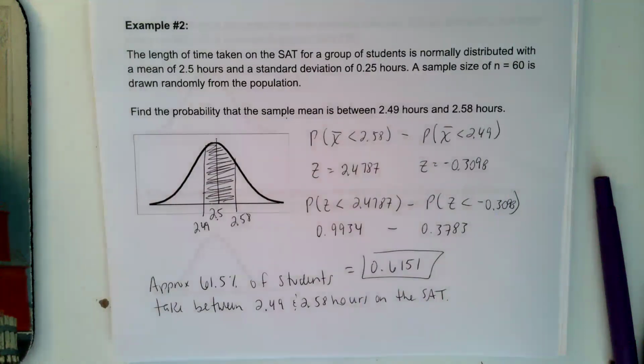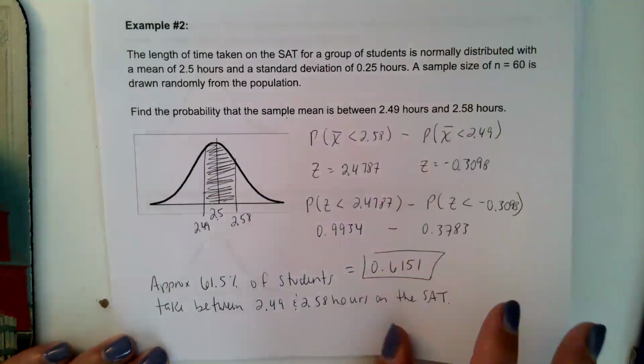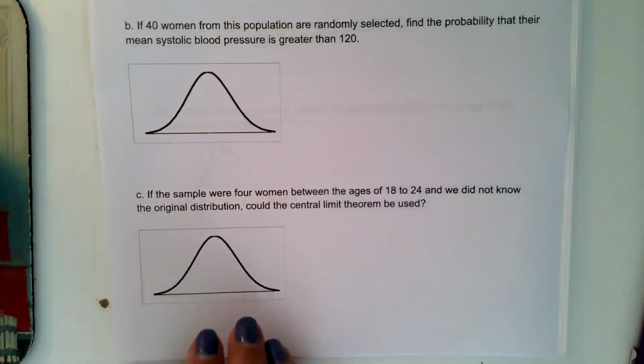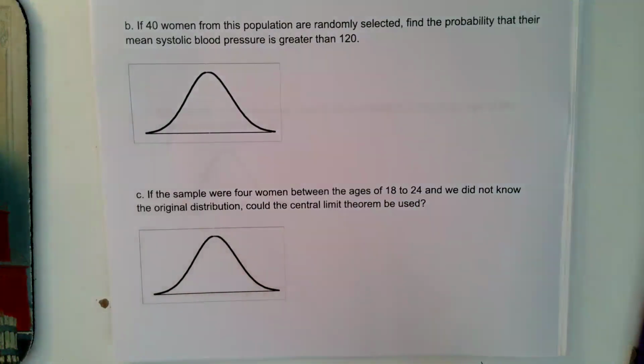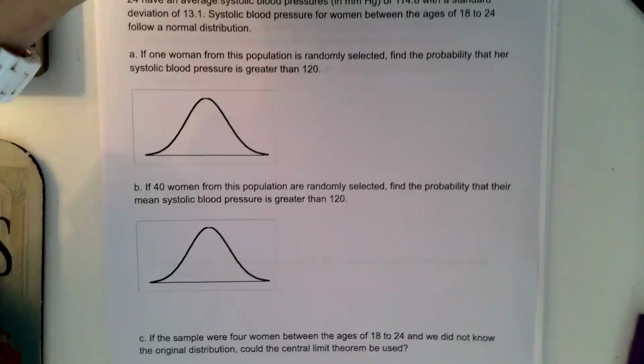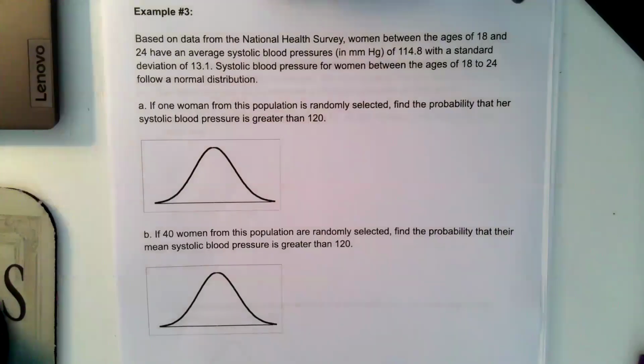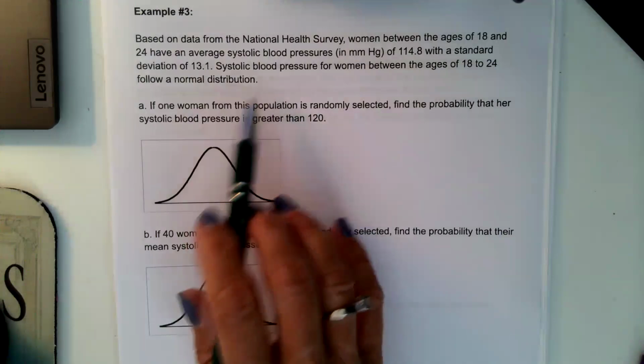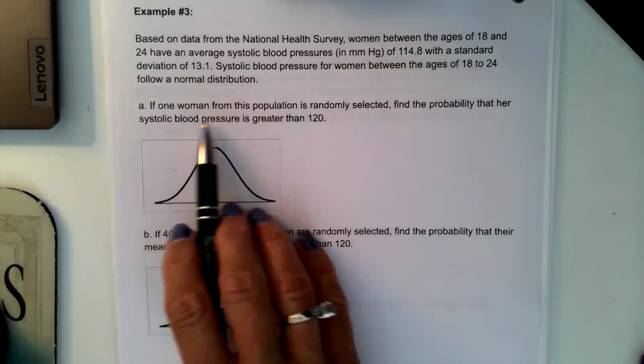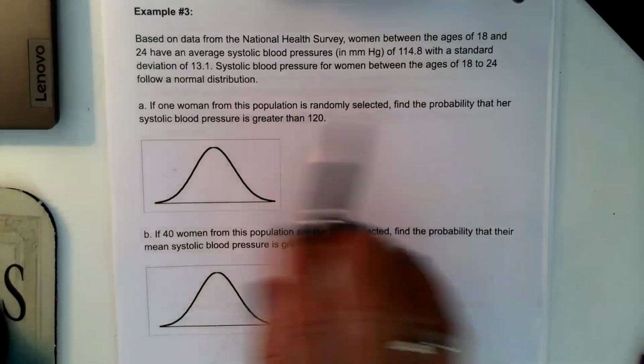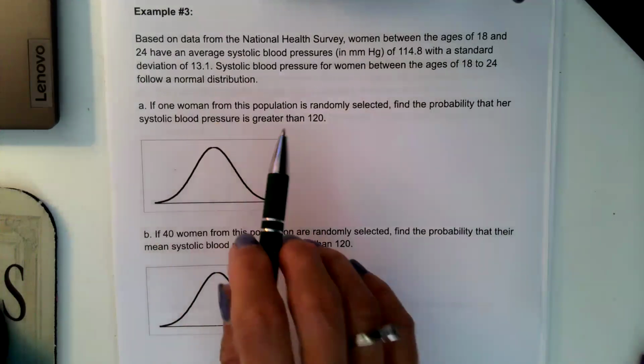So let's move to example 3. Example 3 says, based on data from the National Health Survey, women between ages of 18 and 24 have an average systolic blood pressure of 114.8 with a standard deviation of 13.1. Systolic blood pressure for women between these ages follows a normal distribution, so that's good. If one woman from this population is randomly selected, find the probability that her systolic blood pressure is greater than 120.